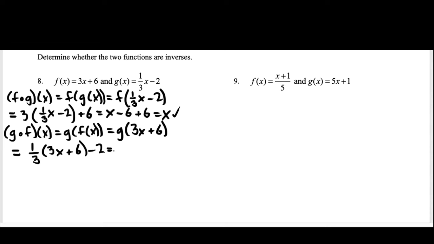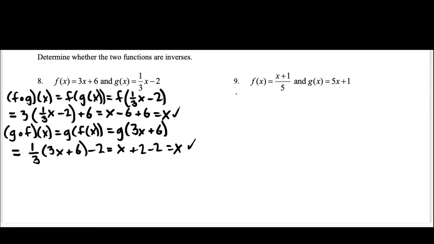Distribute the 1/3, so that gives me x. 1/3 times 6 is plus 2, minus 2, which equals x. So when I compose the functions both ways, I get x. So yes, these two functions are inverses of each other. Okay. Let's try a similar approach over here, right?